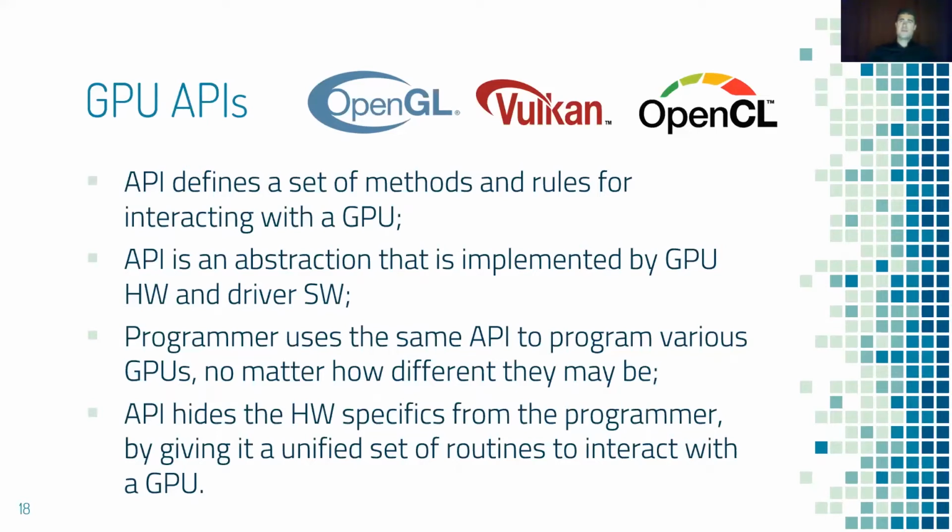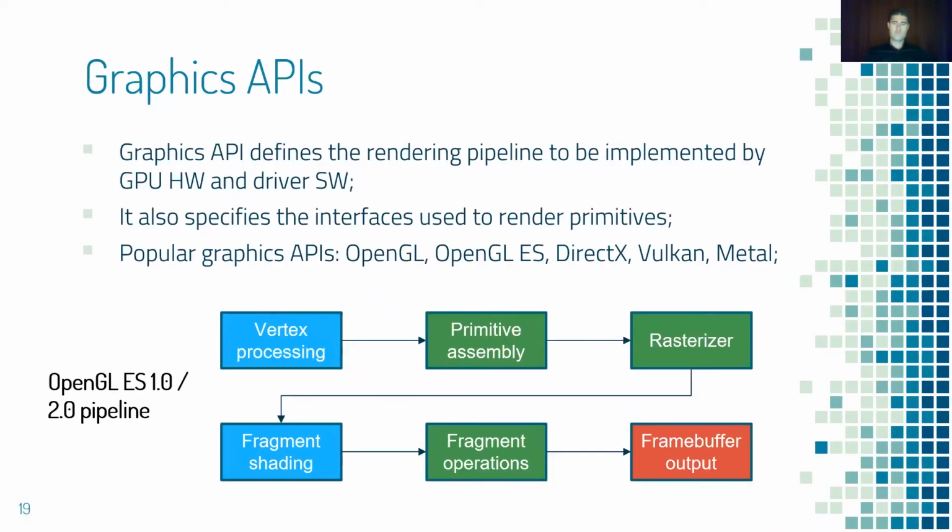Graphics APIs define the rendering pipeline to be implemented by GPU hardware and driver software. We'll talk about the rendering pipeline a bit later. It also specifies the interfaces used to render primitives. For example, at the bottom of the slide, you can see the OpenGL ES 1.0 and 2.0 pipeline. Don't worry about it now, we'll talk more about the pipeline later. Some popular graphics APIs are OpenGL, OpenGL ES, which is the OpenGL version for the embedded market, Vulkan, Metal, and there are some others, but these are the main ones.